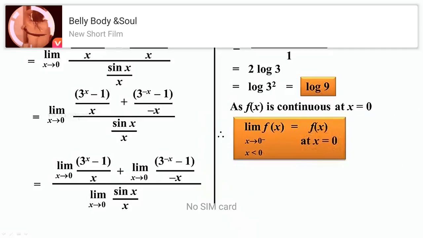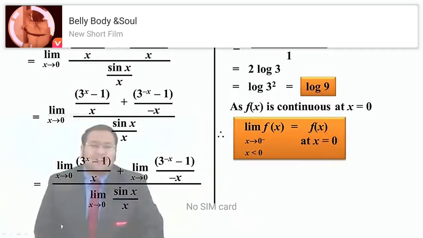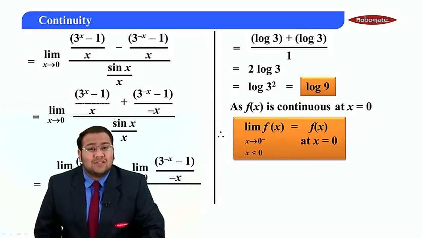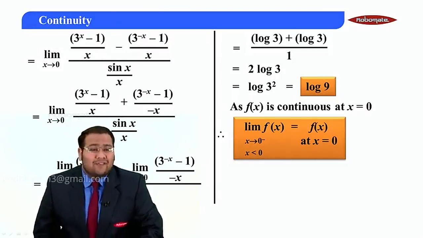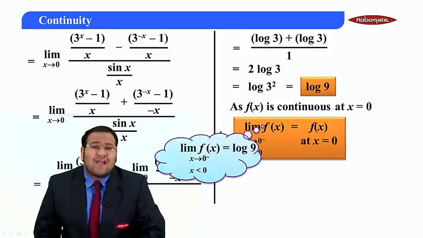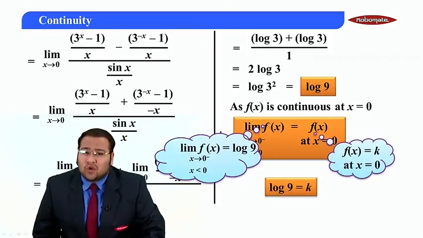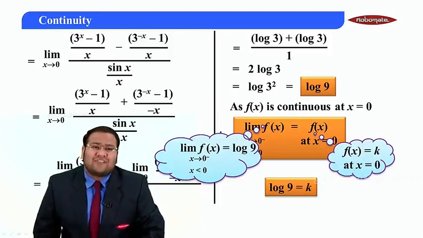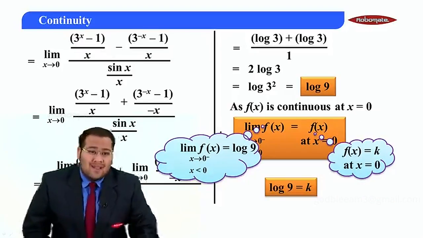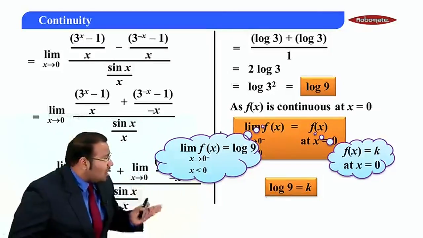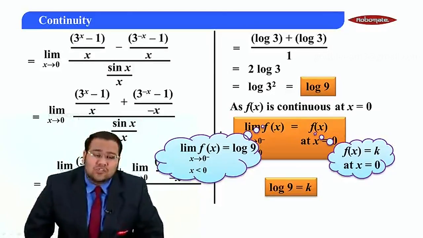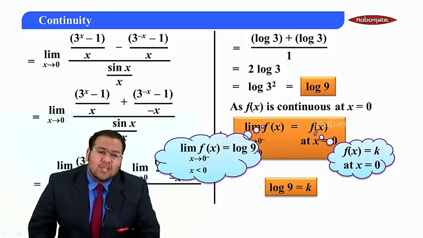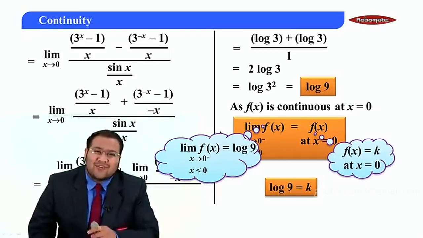So, as f of x is continuous at x equal to 0, limit f of x when x is tending towards 0 minus is equal to f of x. In this case, the value is log 9 for 0 minus and k for f of x. So, the value of k is nothing but log 9. Always make sure the problems which contain the value of k, you would have a condition already in the question.